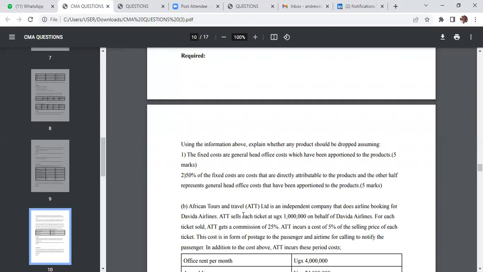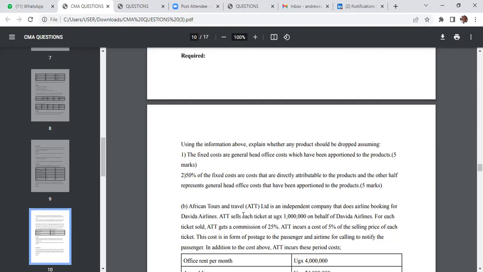One says that the fixed costs are general head office costs, which have been apportioned to the products. Fixed costs are general. Then part 2 says that 50% of the fixed costs are directly attributable to the products and the other half represents general head office costs. Now, under decision making, fixed costs are irrelevant.